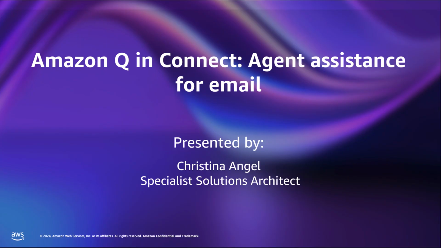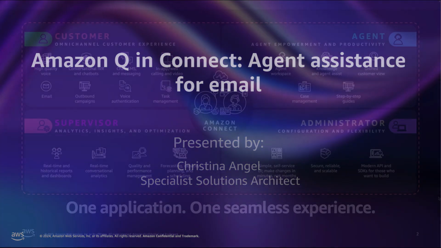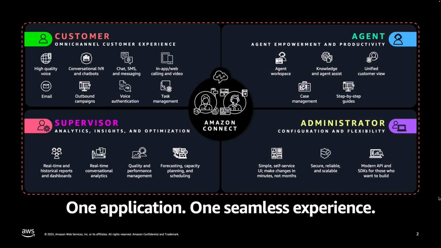In this video, I'm going to show how you can utilize Amazon Connect for agent assistance on emails. Amazon Connect is an AI-powered application that provides one seamless experience for your contact center customers and users. It's comprised of a full suite of features across communication channels.